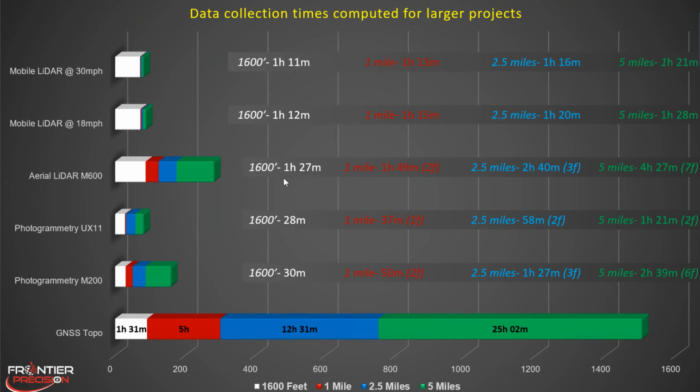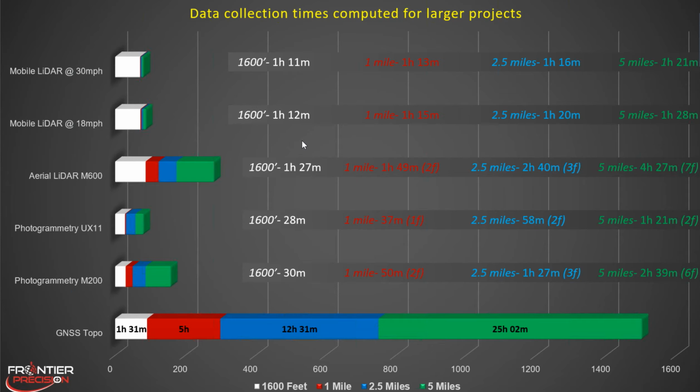So 1,600 feet, we had our hour and 27 minutes. You can see as we push out to a mile, we're about an hour and 50 with 2 flights. 2.5 miles, about 2 hours and 40 minutes with 3 flights. And then 5 miles is about 4.5 hours with 7 flights. So that would be 6 battery changes.